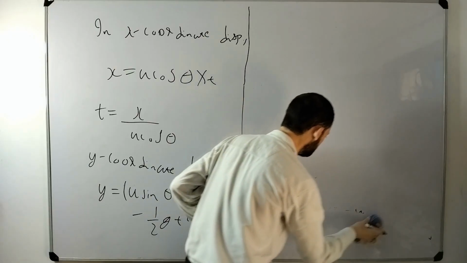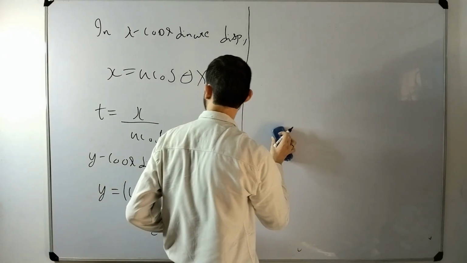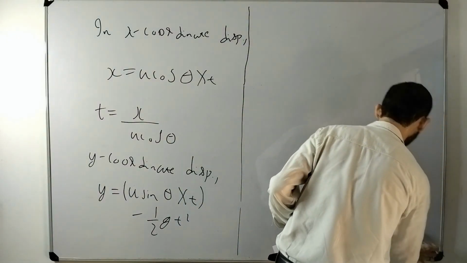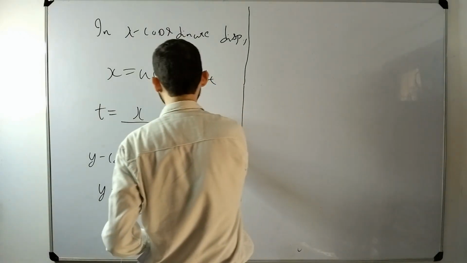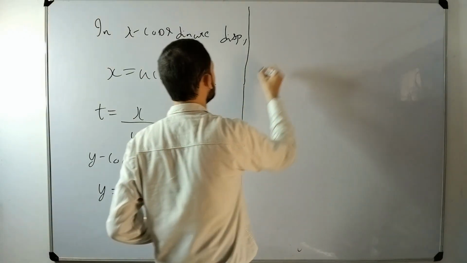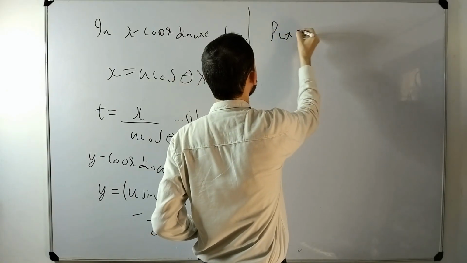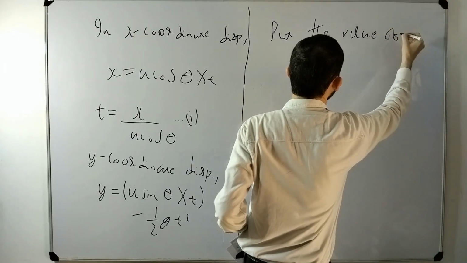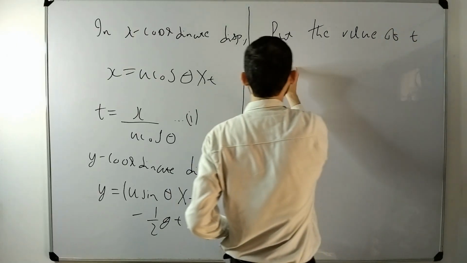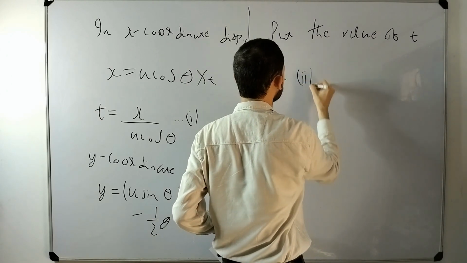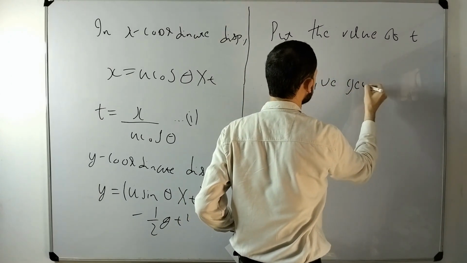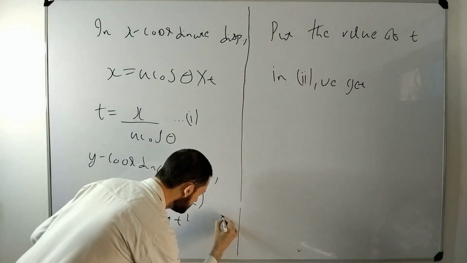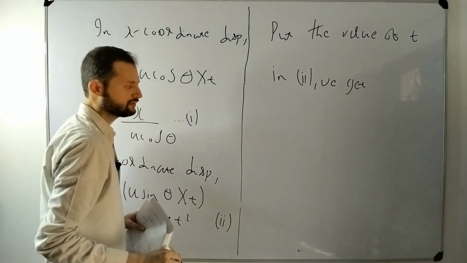So the next part becomes, now put the value of t is equal to x over u cos theta. Put the value of t in the second equation. Now you would ask what is the second equation, sir? This is the second, students. Right, students?